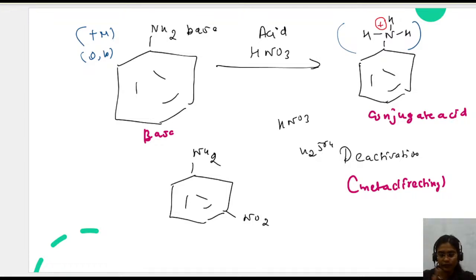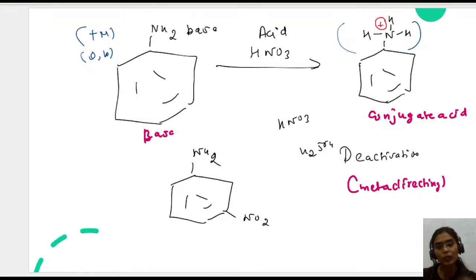Okay, Arul, listen, you're right. It's not like meta is the major product. Are you getting this point, Arul? Meta is still 47%, but the major is para. Still the dominating part is ortho and para, and para is the major. But the problem was why meta is 47%.